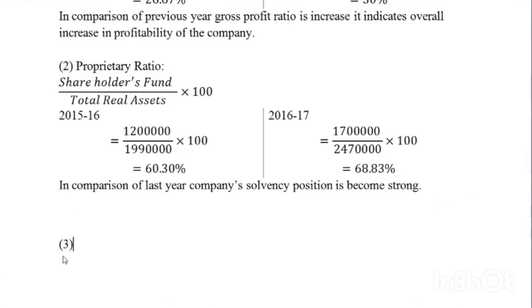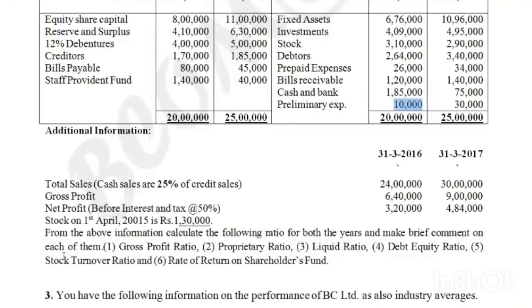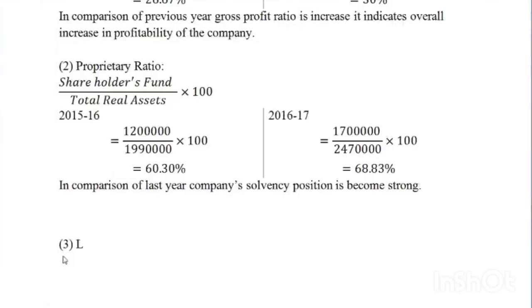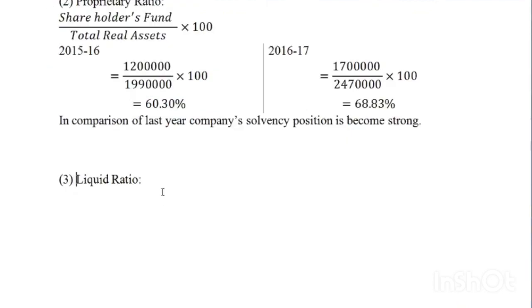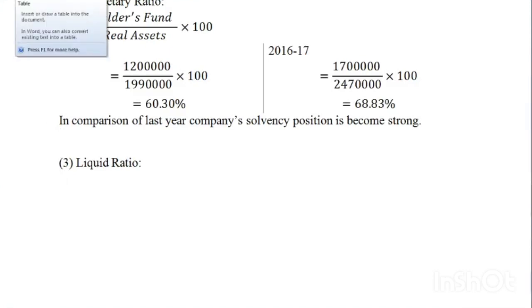Okay, now next, third ratio is liquid ratio. The formula for liquid ratio is liquid assets upon liquid liability. Liquid asset means all current assets except stock. Stock સિવાયની બધી જ current asset તમારે લેવાની થશે.